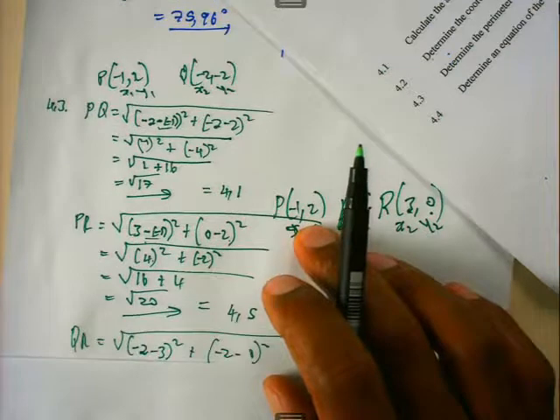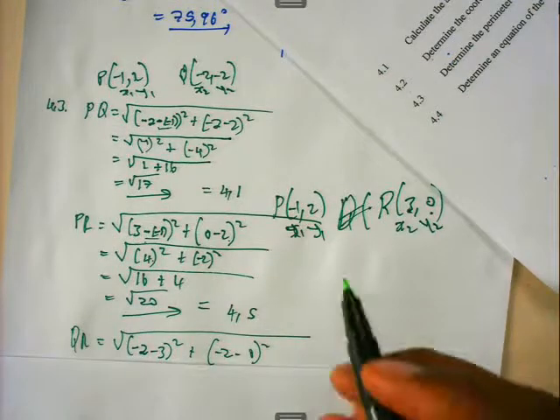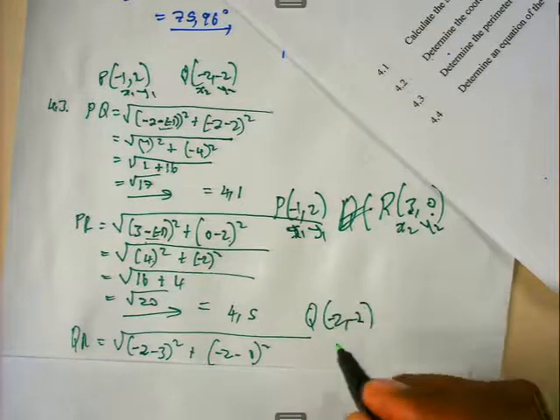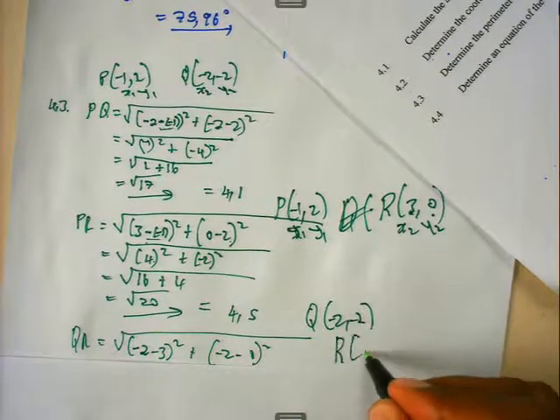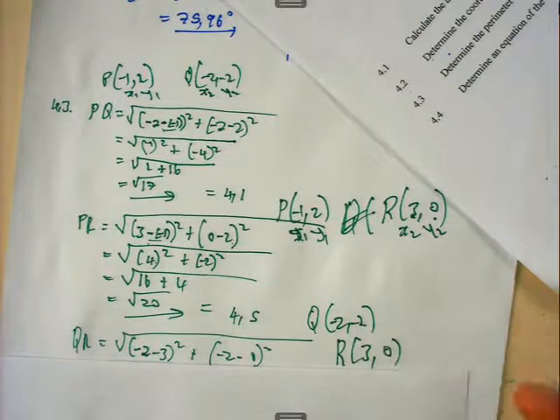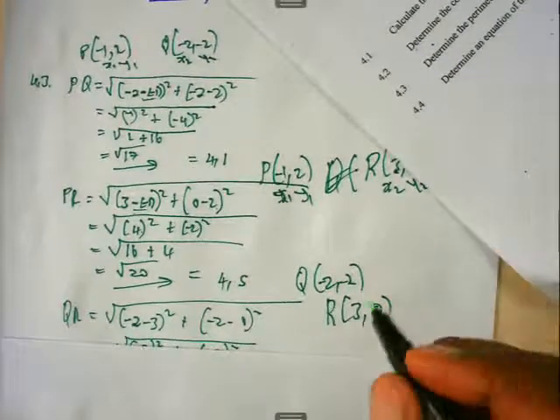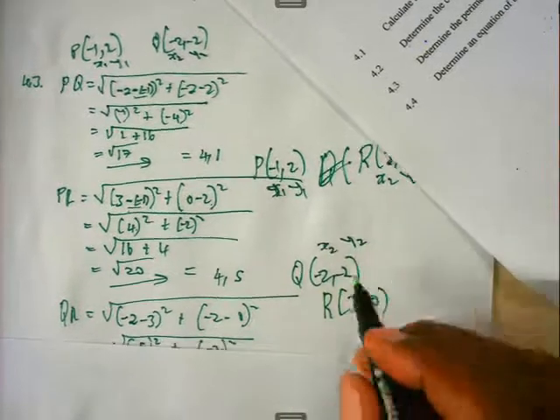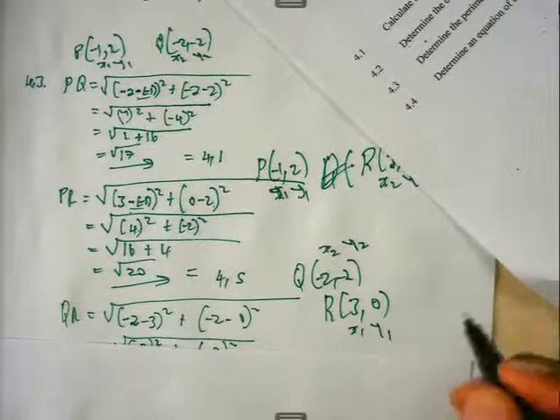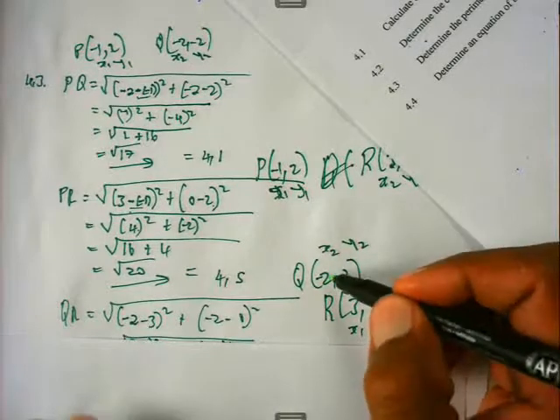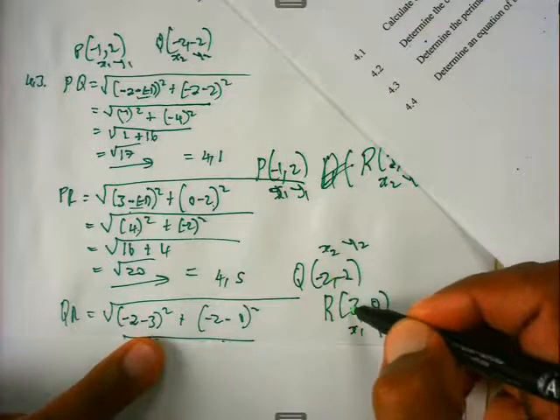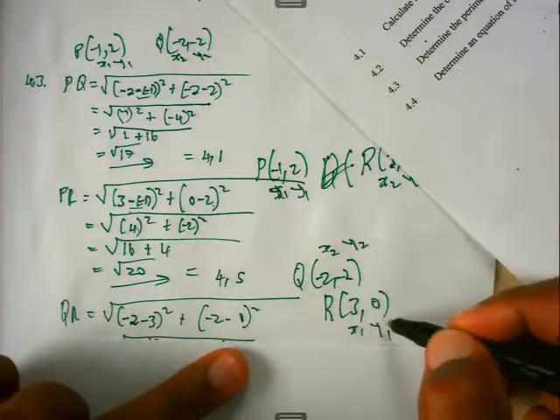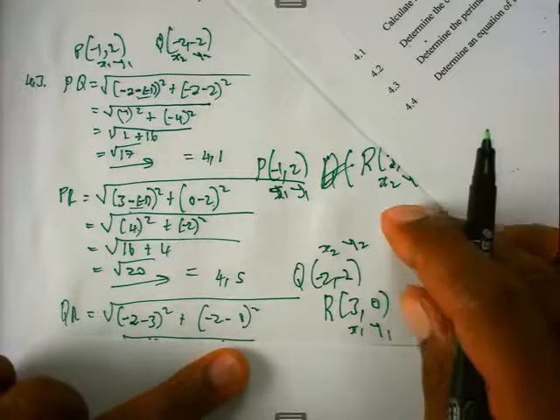Then now we have QR. The coordinates of Q, you said, are minus 2 and minus 2, and the coordinates of R are 3 and 0. Now from here you can see this is x2, this is y2, and this one is x1 and y1. Then you are going to have minus 2, minus 3 there as x1, and minus 2 and minus 0 there as our y1.